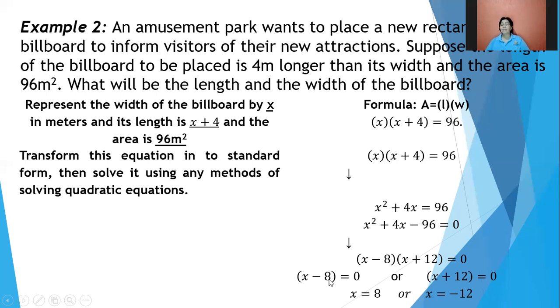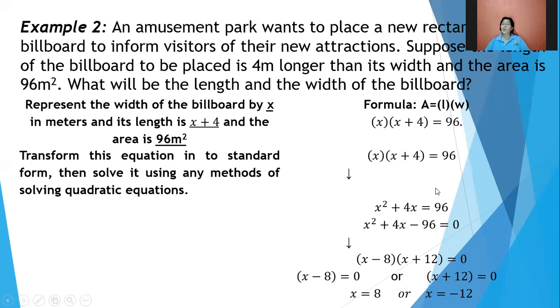Again, using the zero product property, we equate each factor to 0. X minus 8 is equal to 0, so x sub 1 is equal to 8. And the other one, x plus 12 is equal to 0, so x is equal to negative 12.